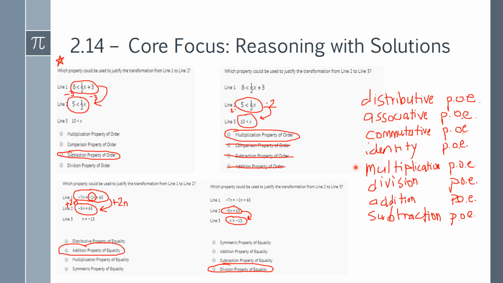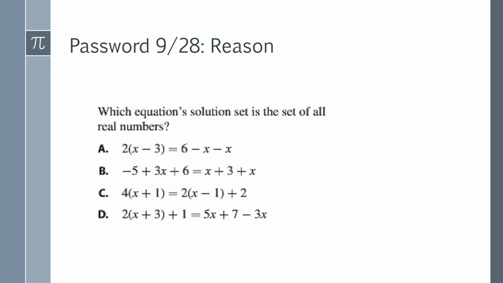Multiplicative or multiplication property of equality means you multiplied both sides of an equation by a number. Division, you divided both sides of the equation by a number. Addition, you added a number to both sides. And subtraction, you subtracted a number from both sides. So that is your list. Your reasoning for each line should come out of this list.